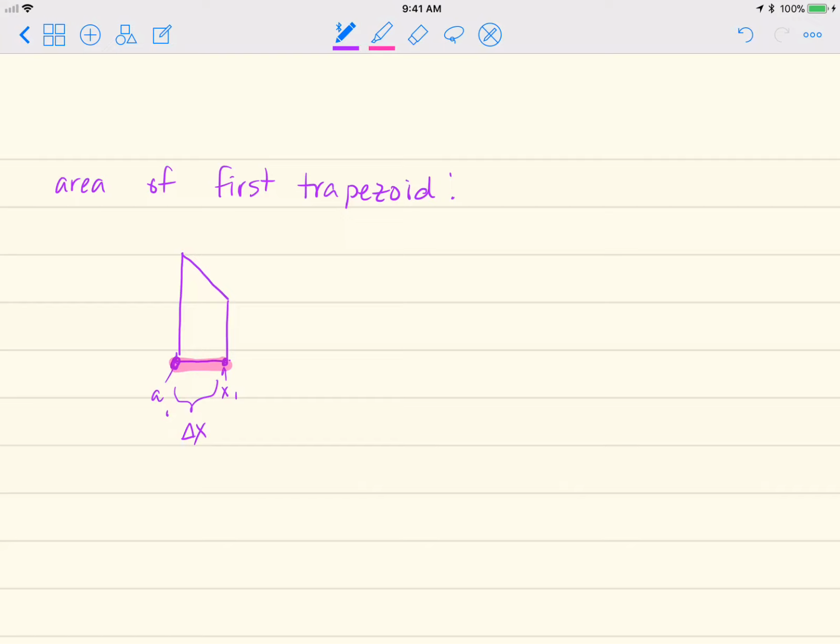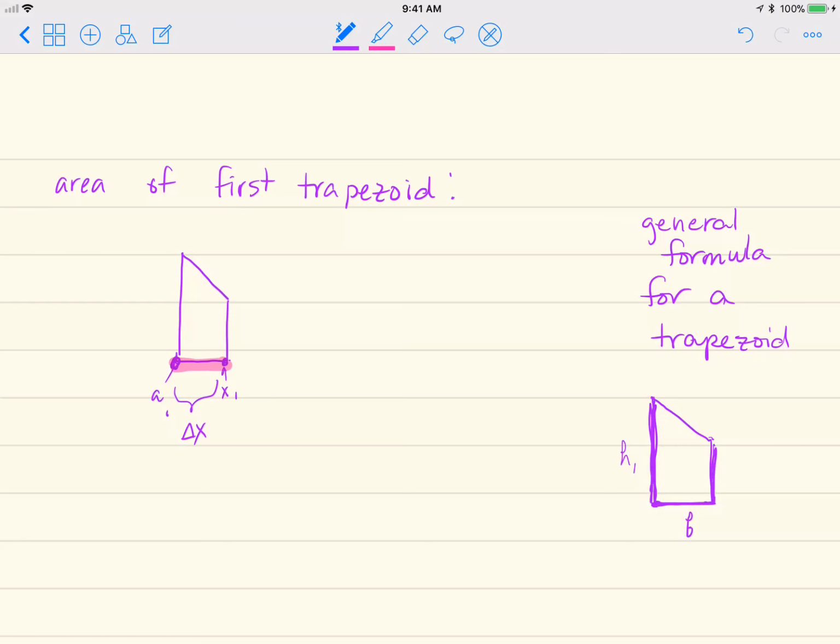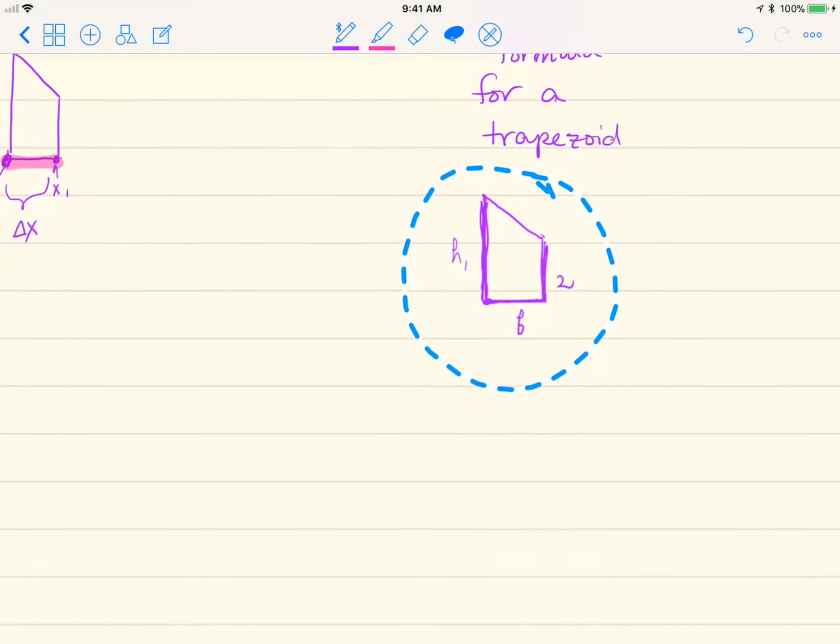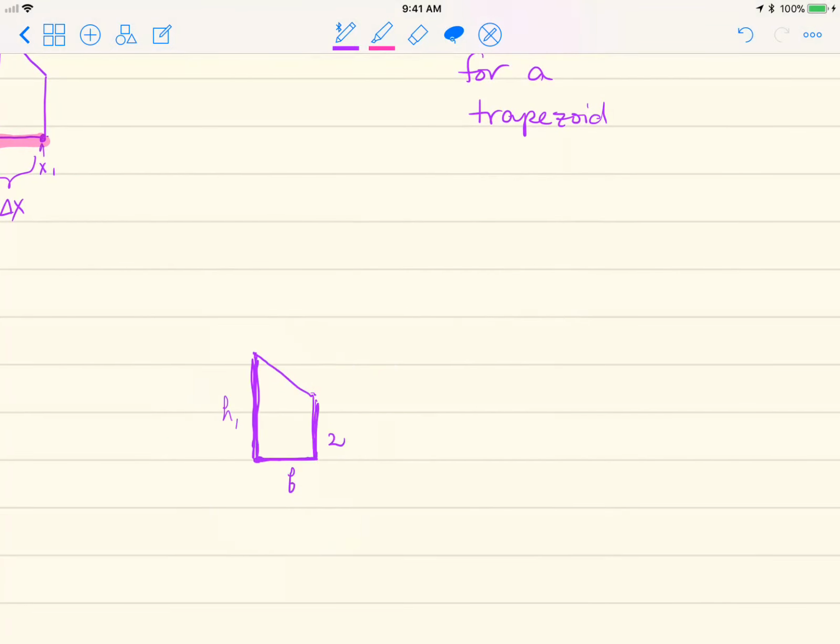So the formula for a basic trapezoid, the general formula for a trapezoid, here's how you figure it out. So if this is your base, from here to here, this height, let's call this h1 and let's call this h2. Here's what we can do. Let's actually move this down so we can use it better.